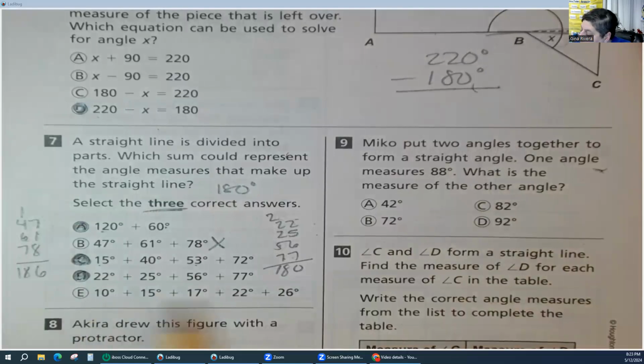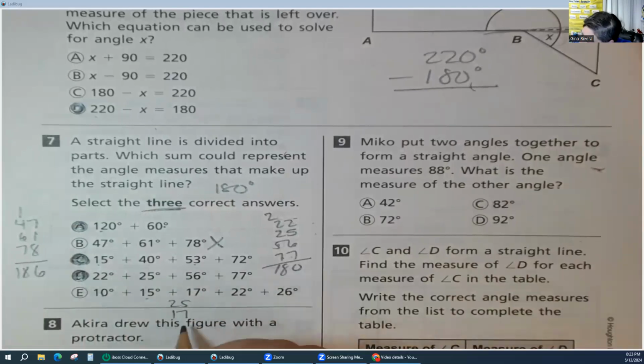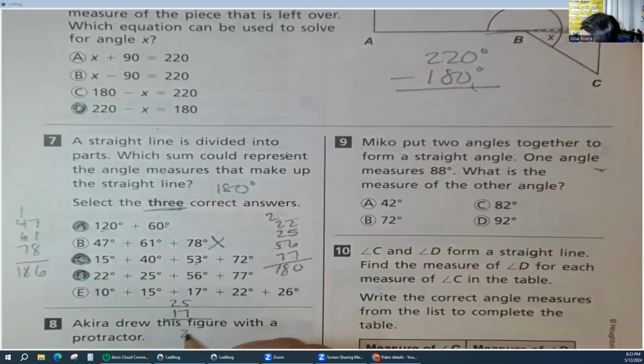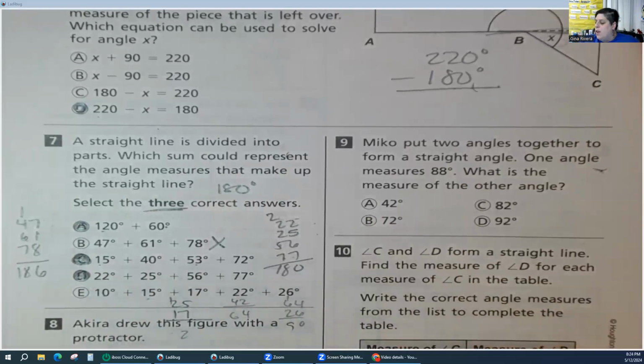So I'm going to add this last one too. 10 and 15 is 25. 25 and 17, those are the first ones I'm going to add together. That gives me 42. 42 and 22 are going to give me 64. 64 and 26 are going to give me 90. That's not enough. So it's definitely A, C, and D. Okay, very good.